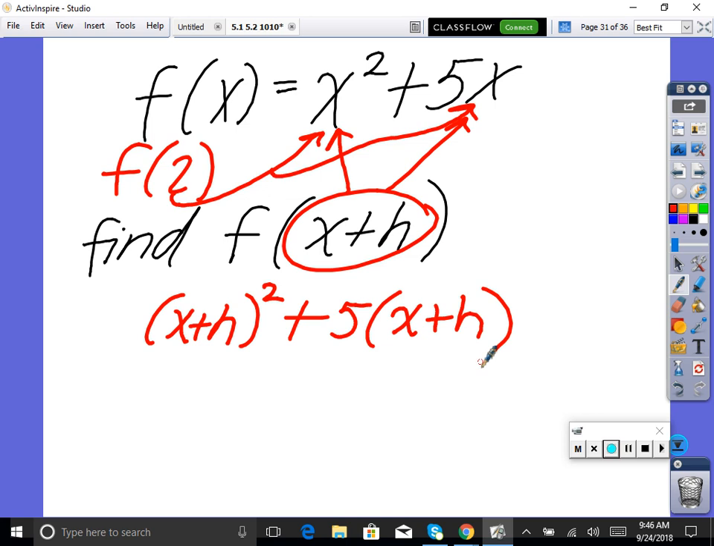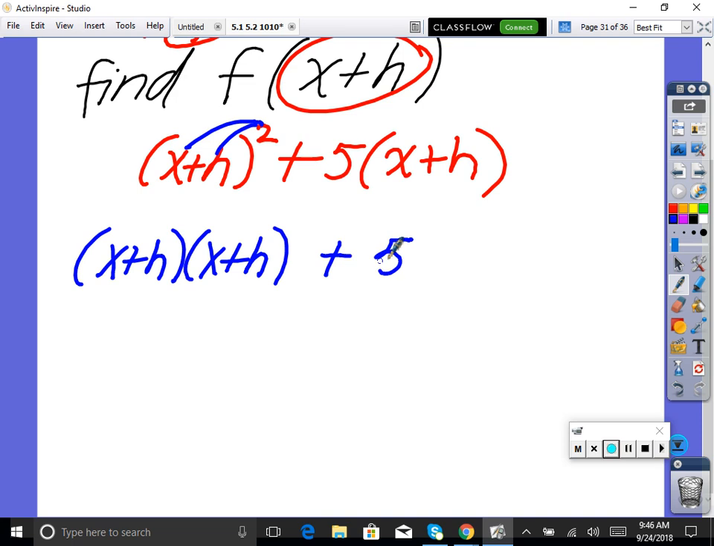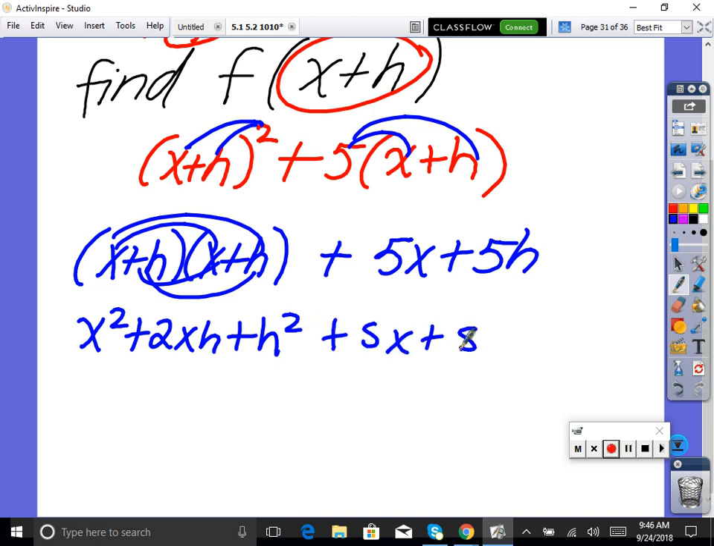Does everyone see how anywhere there was an x, there's now an x plus h? Now, don't be that person, because I guarantee there's going to be at least 5 people in here that go like this: square, square. No, you can't do that. That's x plus h times x plus h. And then we have plus 5x plus 5h. Distribute there. So now you have x squared plus xh plus xh, so 2xh, plus h squared. And we have plus 5x plus 5h. Combine like terms. Aren't they all combined? Yeah. So we're done.